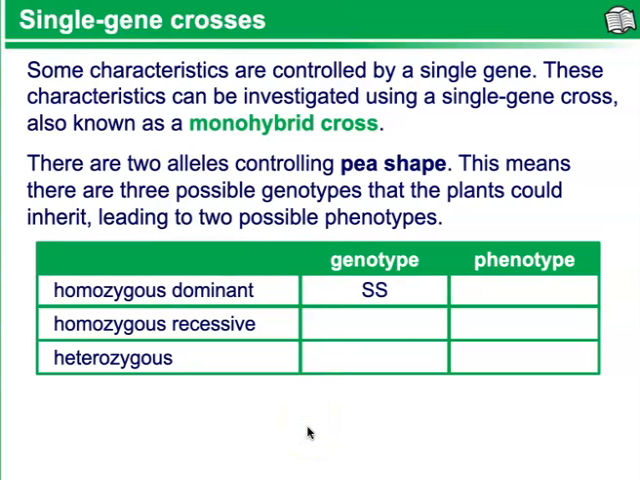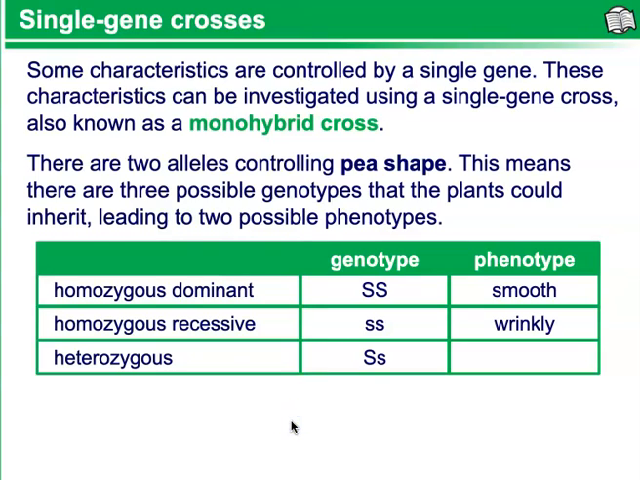So the homozygous dominant genotype is uppercase S, uppercase S, 2 uppercase S's. The phenotype, the physical trait that is expressed, is smooth. Homozygous recessive. This is when the pea shape gets 2 recessive alleles, lowercase s and lowercase s. This phenotype is wrinkly. The physical characteristic expressed is that the pea shape is wrinkly.